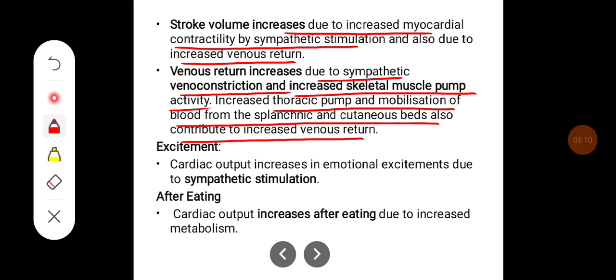The cardiac output increases in emotional excitement due to the sympathetic stimulation. And cardiac output increases after eating due to the increased metabolism.